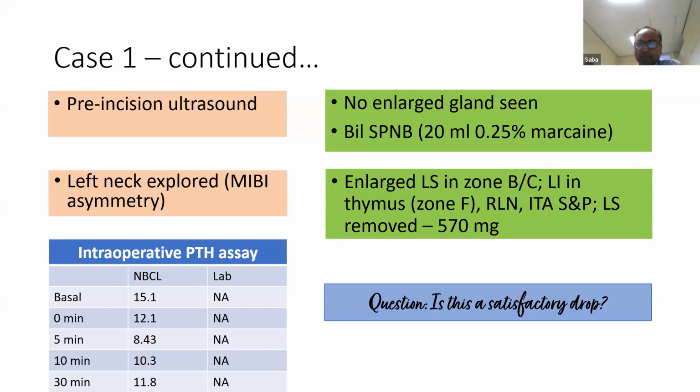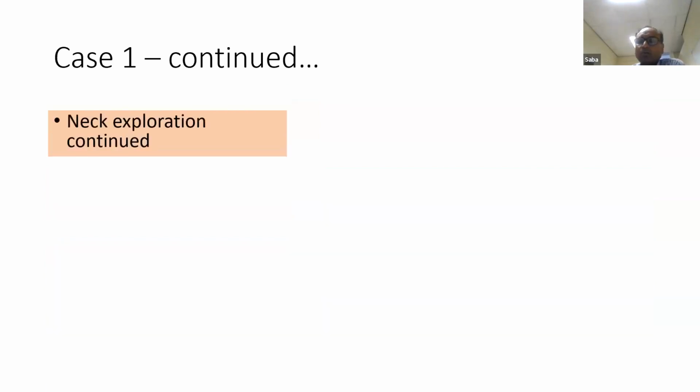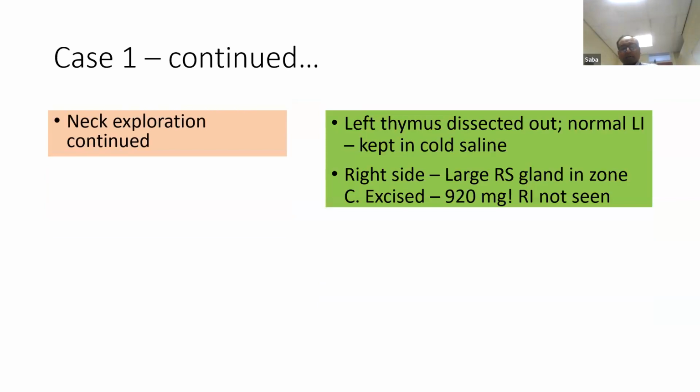Like I said, the patient was dual negative on the ultrasound and MIBI. We've got a big gland. I don't think there's any doubt that this was indeed a parathyroid gland. So I'm thinking this is probably multi-gland. So we carried on with the exploration. I did dissect out the left thymus and then opened it, and the left inferior parathyroid gland looked really normal, and I put it in cold saline, pending a decision on auto-transplantation a bit later.